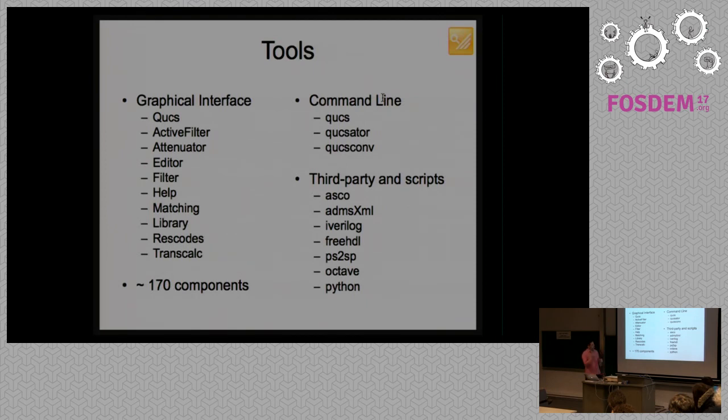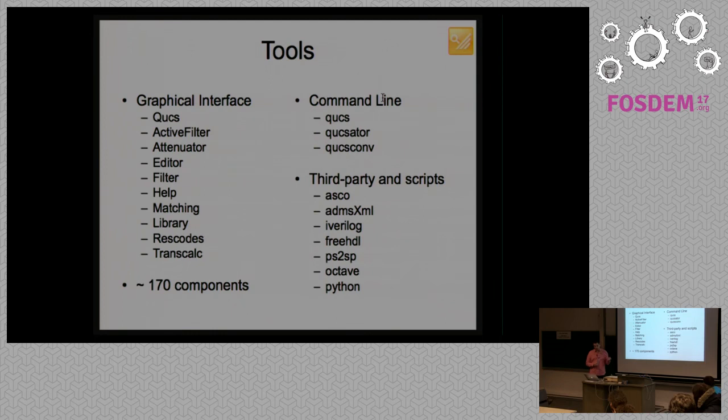You can use QUCS-S, which is the simulator, and QUCSconf, which converts between formats and also imports the SPICE netlist into the QUCS native netlist. And we also interface to third-party tools like ASCO, which is an optimizer, and ADMS XML, which does the Verilog-A to C++ code conversion that we need to run the models. We can run from the schematic Verilog, FreeHDL, which we are working to replace by GHDL, hopefully for the next release.